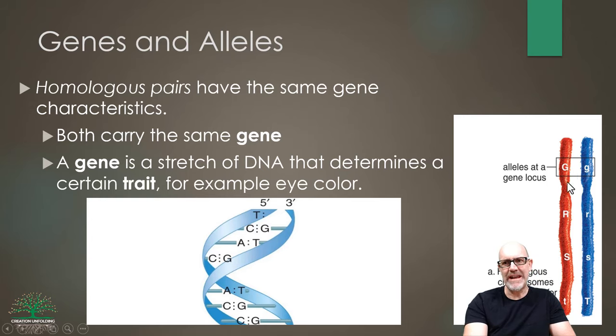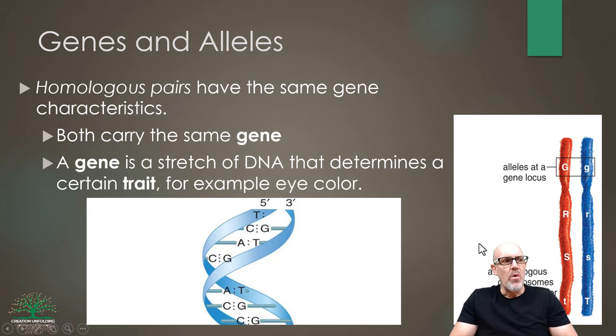Notice they've got different letters: G, G, R, R, S, S, T, T. These letters, G for example, represent a gene, some trait that we have. It could be eye color, hair color, fingernail length, freckles, a whole bunch of stuff. It could be for some protein that's inside of your body. So these are called genes, and genes are located, literally spatially, somewhere on your chromosomes. For example, here is a gene here, here's a gene here, here's a gene here, and here is a gene here.